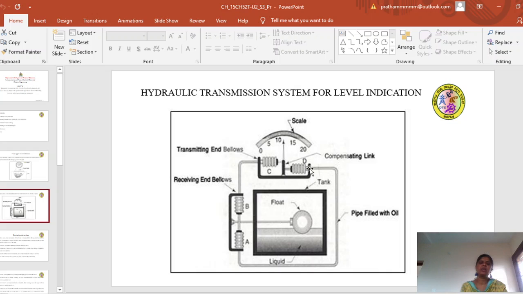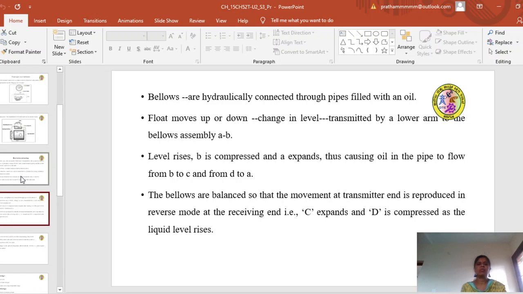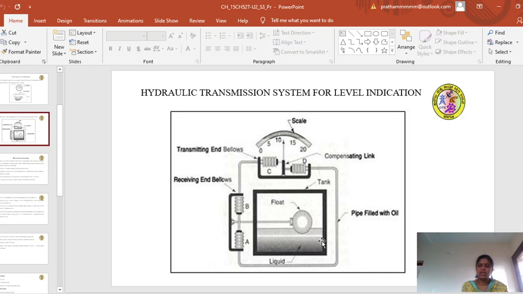So A is connected to D and B is connected to C. A and B are interconnected, and C and D are interconnected, by means of a pipe which is filled with oil. As I said, the float is of resistance material. So the bellows are pipeline. As the float moves up and down with a rise or fall in the level of liquid in the tank, it causes the bellows either to contract or expand.